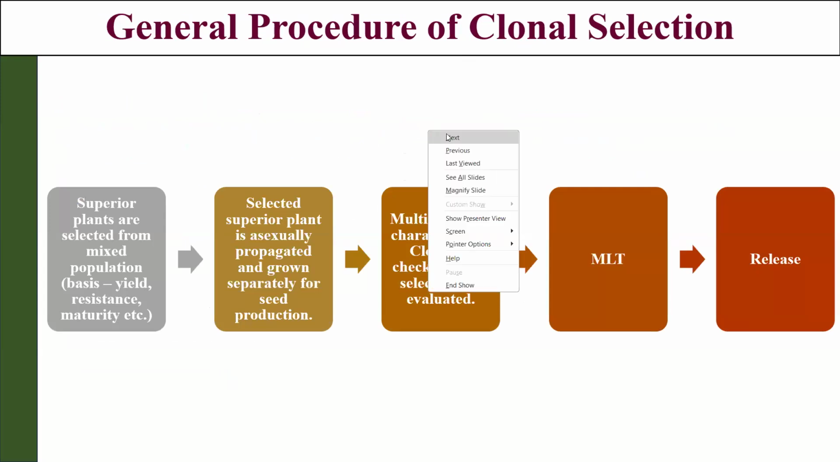So just remember the definition, procedure, achievements and demerits for all the breeding methods. If you remember these four things, there is no need to read again and again. Definition is very, very important. Definition, procedure, achievements, demerits: these four things, for all the breeding methods, pedigree, bulk, single seed descent, should be at your fingertips.